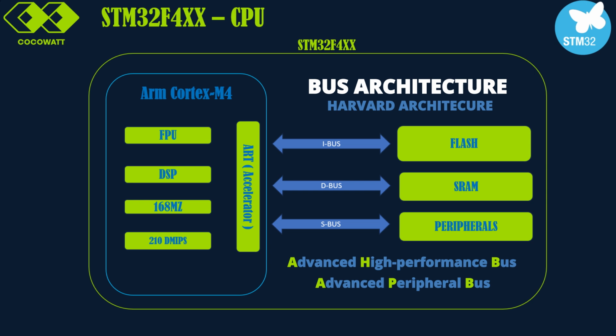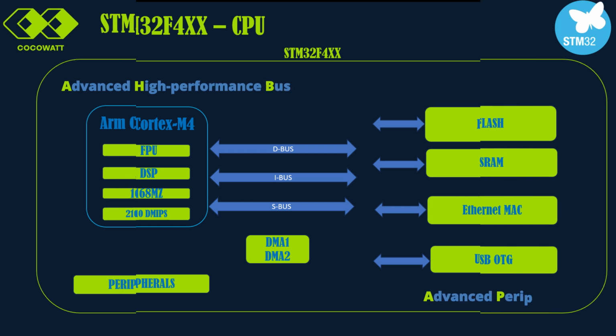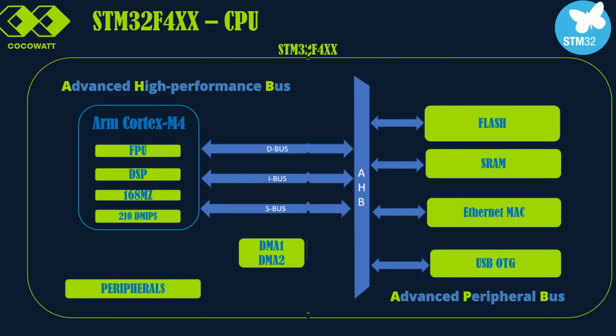While speaking of buses, let's take a closer look at the AHB and APB. The AHB, or Advanced High-performance Bus, is designed for high-speed communication between the CPU, memory, and high-speed peripherals like the Ethernet MAC and USB OTG. It's perfect for applications that require fast data access.